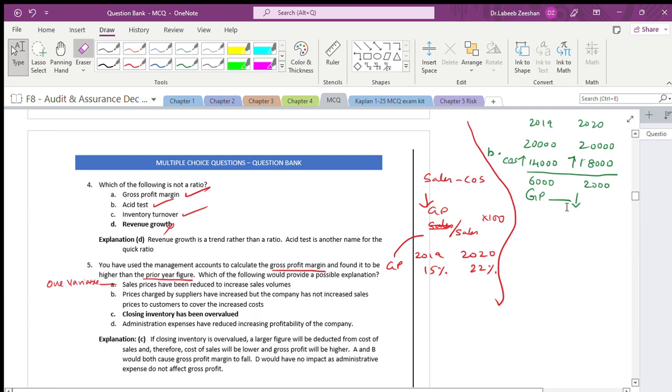What are they saying? You have used the management accounts to calculate gross profit, and it is found to be higher than the previous year. Is it higher or lower? If you take point B, the gross profit has been decreased. Definitely it will not happen.